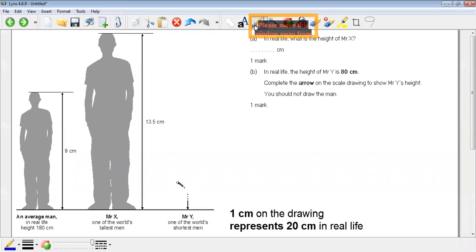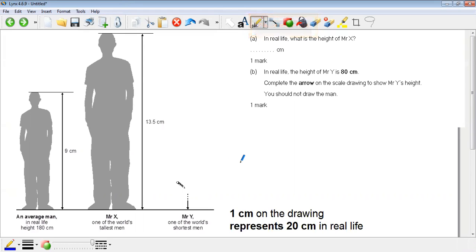Right, I'm just going to go through the answers for today of the challenge, the first set. So here we've got a question where we've got a model drawing of two people. We've got an average man, and then we've got Mr. X, who's one of the world's tallest men. And there's a scale. So 1 centimetre on the drawing is 20 centimetres in real life.